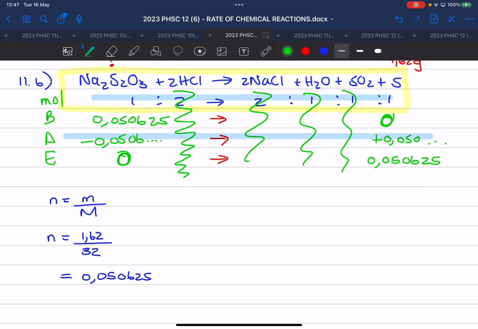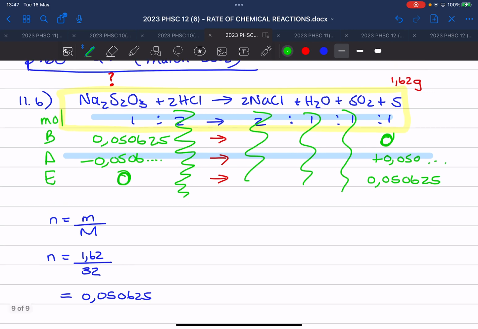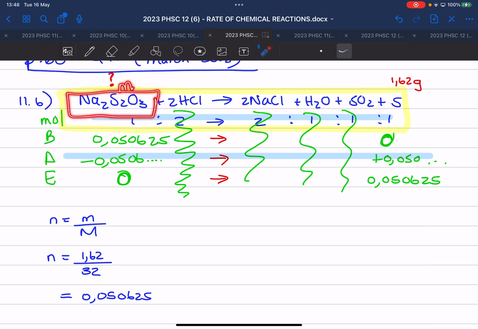Okay, now what? No, we don't have to say the reason. Your mole table is your reason. If you don't have a table, then you have to show me that the ratio is 1 to 1. Okay. What now? What was the question again? Calculate the mass of sodium thiosulfate. We want this one's mass.